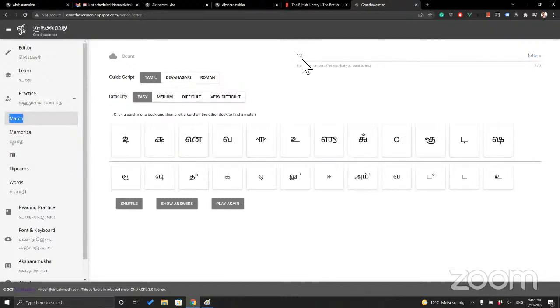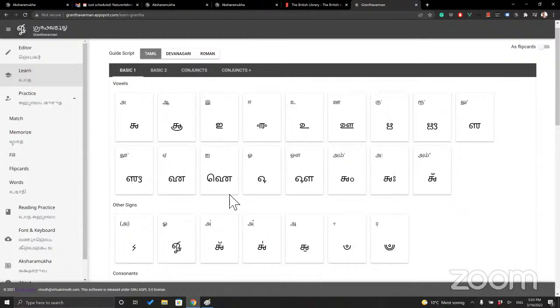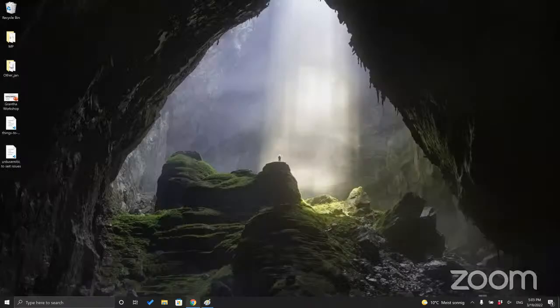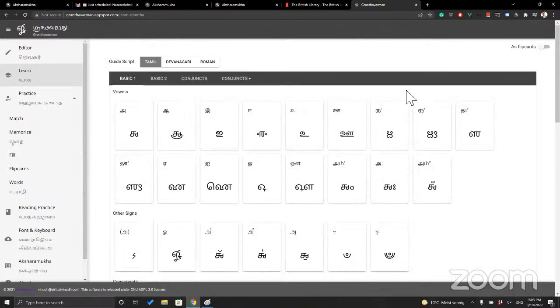Okay, let's finish here. Let's give it 1 here. It gives you a random word, random consonant now and then that you can learn, right? So it's easy to practice that way, right? And if you want to see everything together, you can go to learn and see everything here, right? And yeah, that's it for today. I think it's already 5 and we are officially done.